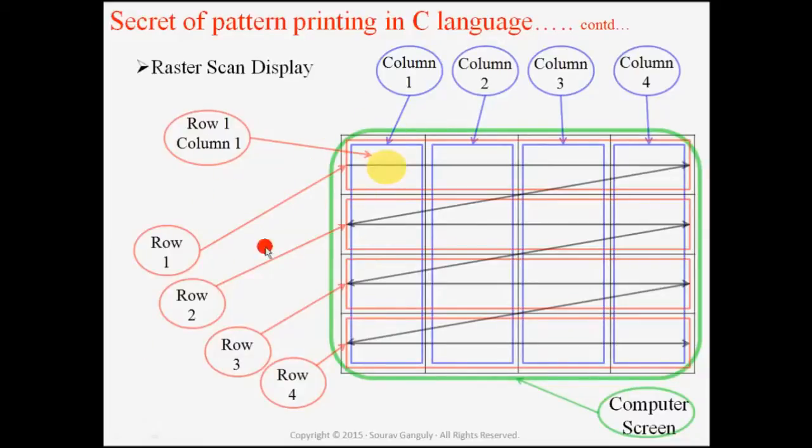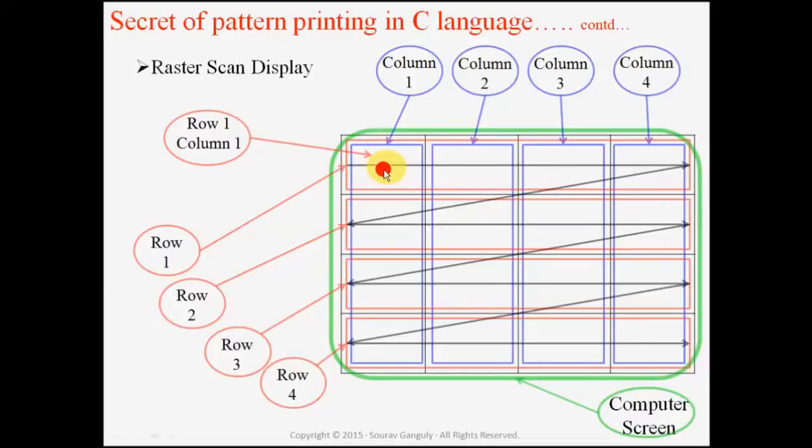It is the starting point, that is row 1 and column 1. So when we want to write something here, we always follow this: the row number and column number. After that, the cursor directly comes here and prints another thing. Then the cursor will come here and print another thing. This blue color represents the columns and this red color represents the rows.